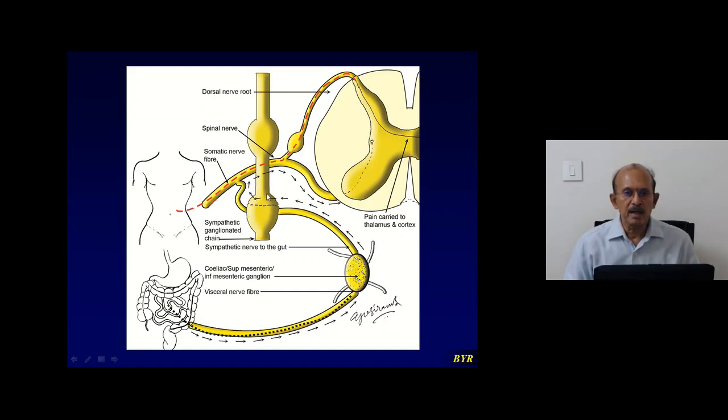It comes and anastomoses with paravertebral sympathetic ganglia. There is a chain of ganglia situated on the side of the vertebral column. How many of them are there? Tell me. How many sympathetic ganglia are present? How many sympathetic ganglia do you find?